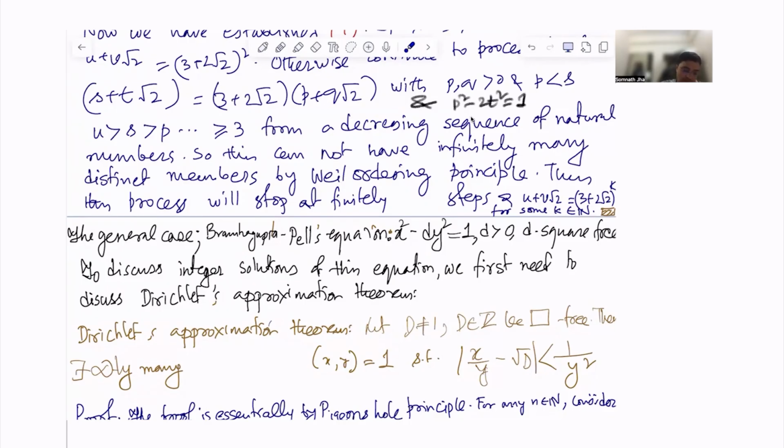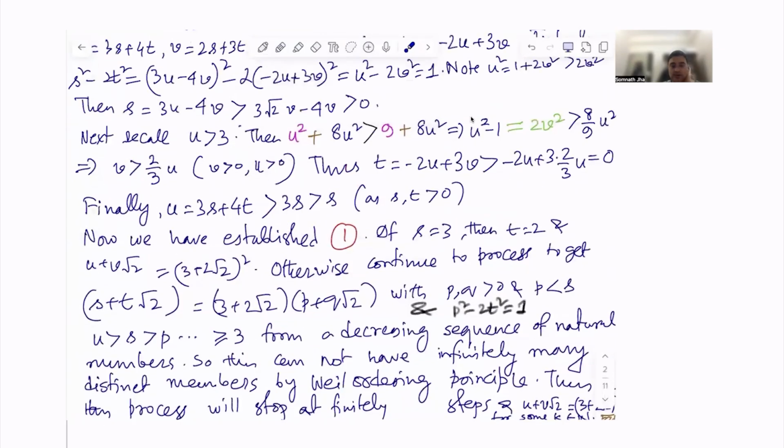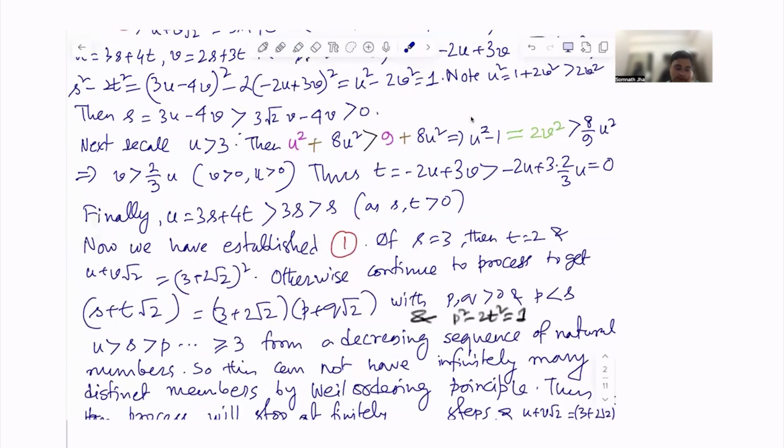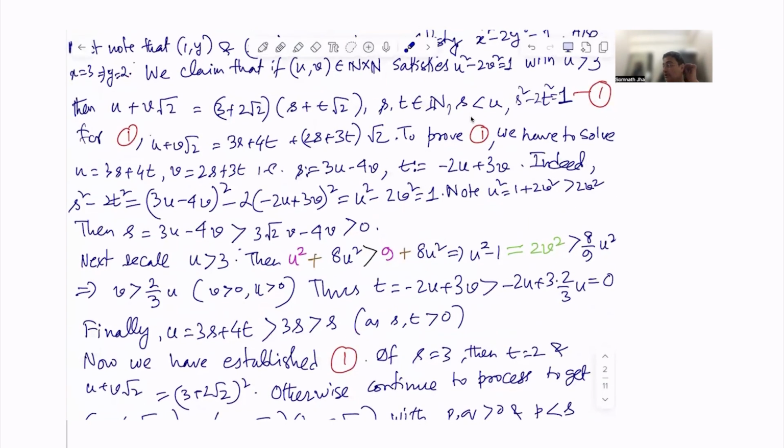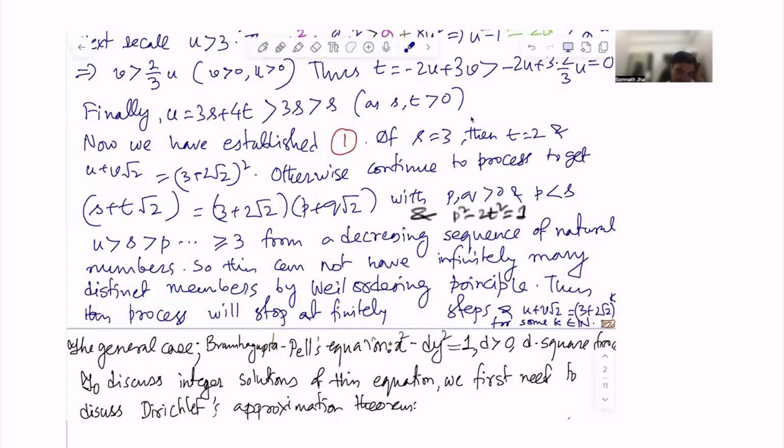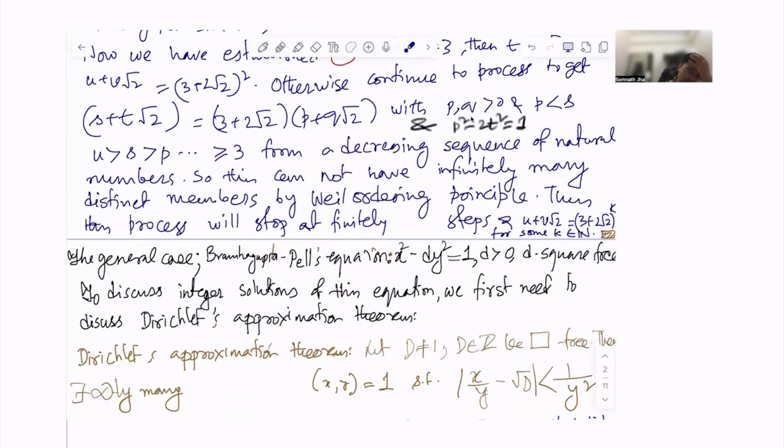So to do this general case, first we need to discuss something. By the way, in the case of 2, I did not prove that all the solutions are given by root 2 plus 1 to the power n. I only discussed norm 1 elements, not what happens for norm minus 1. So you can work it out. Okay, so the Dirichlet approximation theorem.